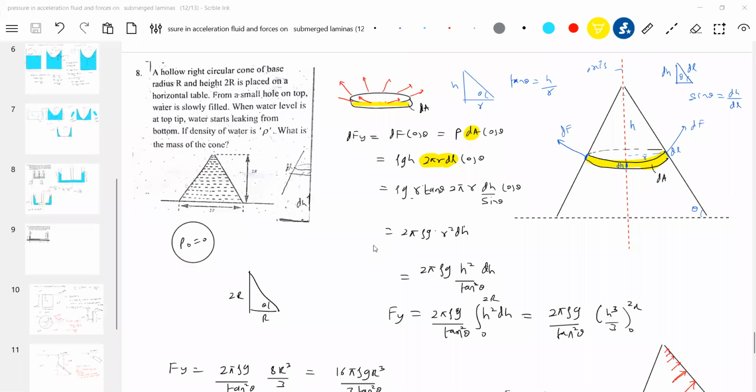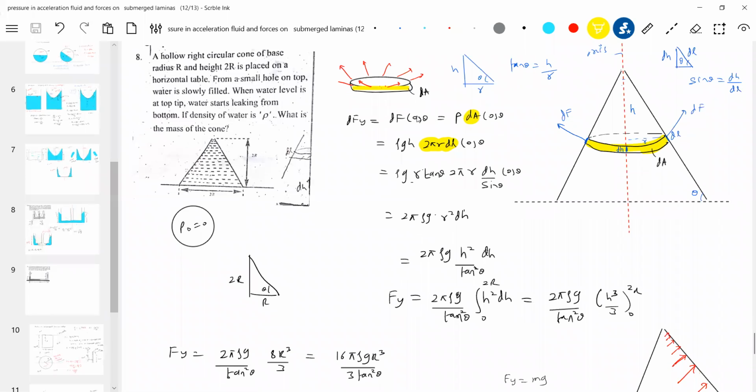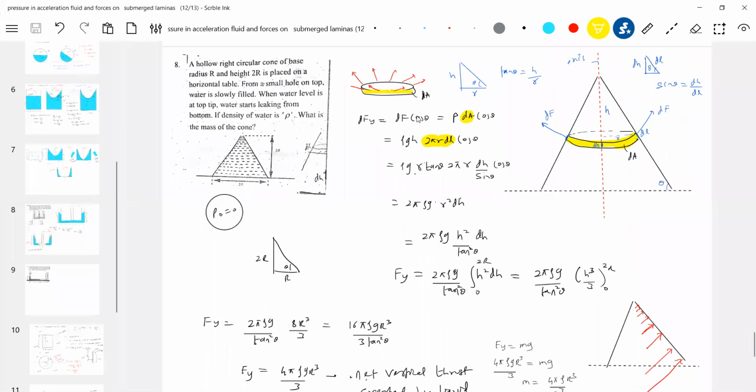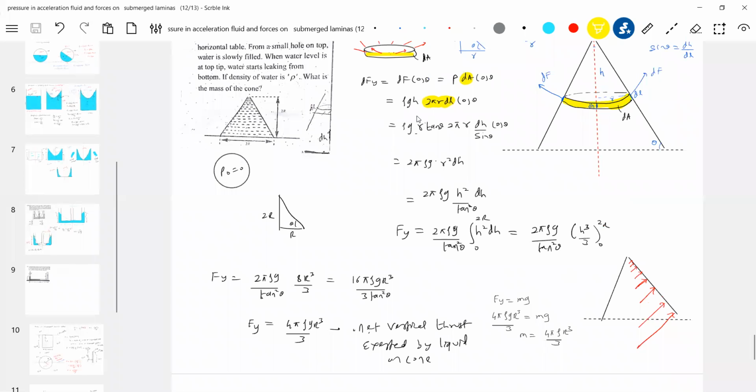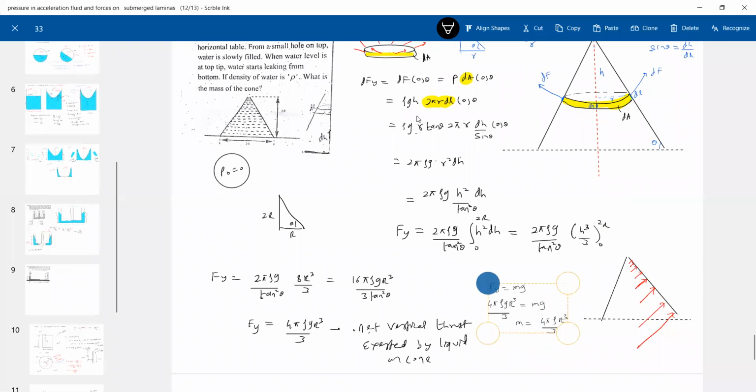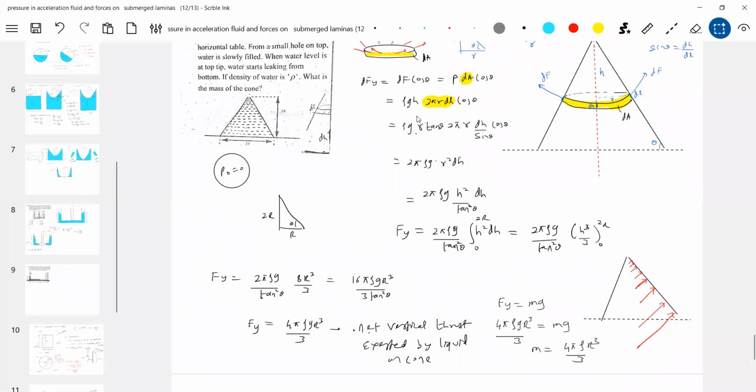Yes, anybody having doubt? You can clarify. This will be our final answer.